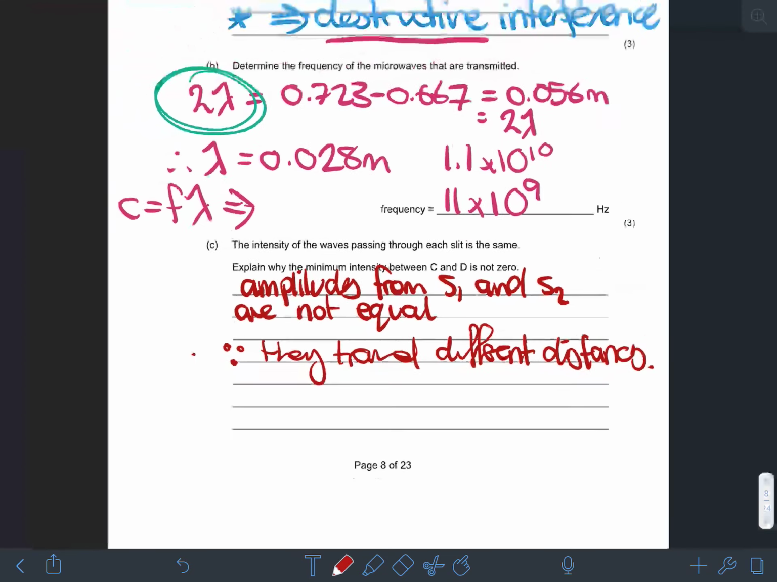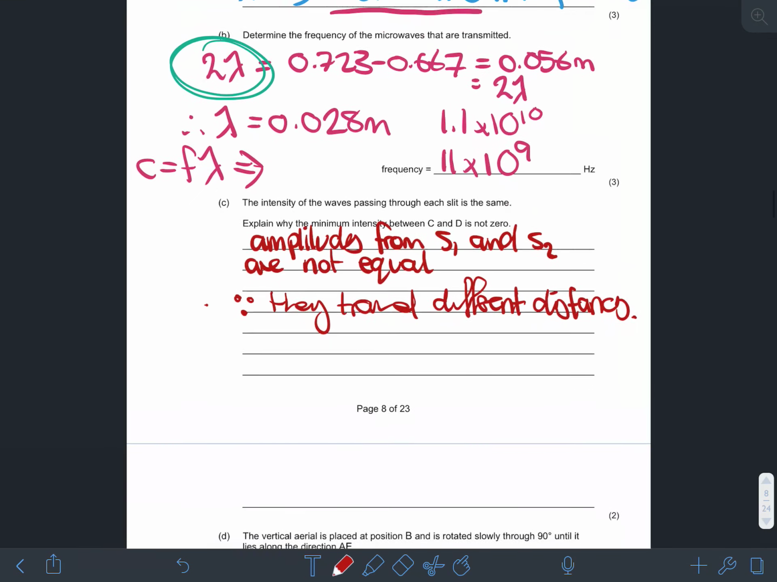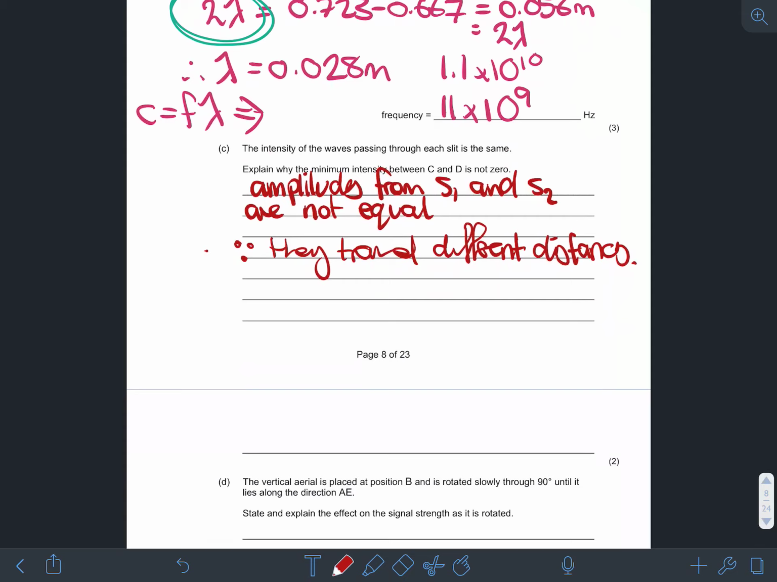So how many marks have we got? Yeah, it's only 2 marks. Okay, so amplitudes from S1 and S2 are not equal, because they travel different distances. So we could probably finally say, therefore, they do not cancel perfectly. Okay, all right, that's enough for this one. We'll pick it up in the next one.